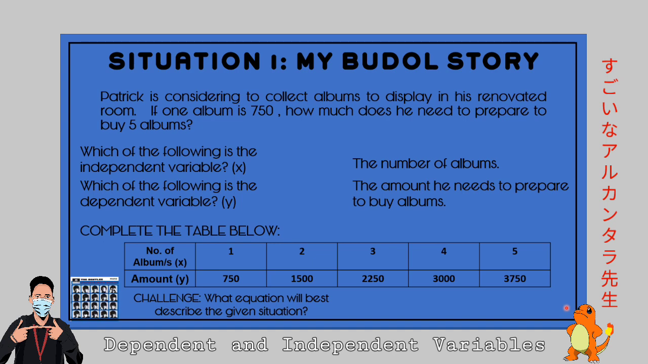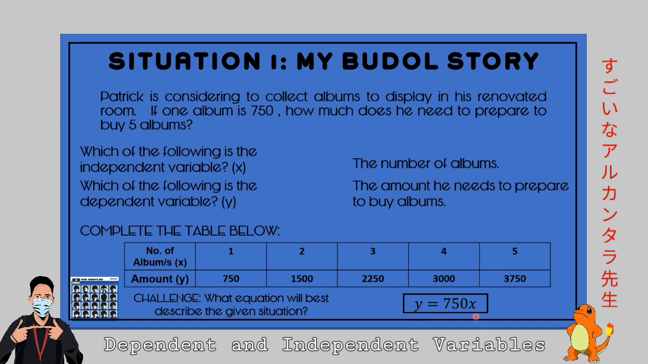But when we're writing that equation, there is still something missing. It's not just y is equal to x, because it's not equal. 1 is not equal to 750. So as you can notice, the pattern that we found is that we're multiplying 750 to the number of albums. So with that being said, the equation that we can form is as simple as y is equal to 750x. Again, y is your dependent variable, which is about the amount. So that's how it works.